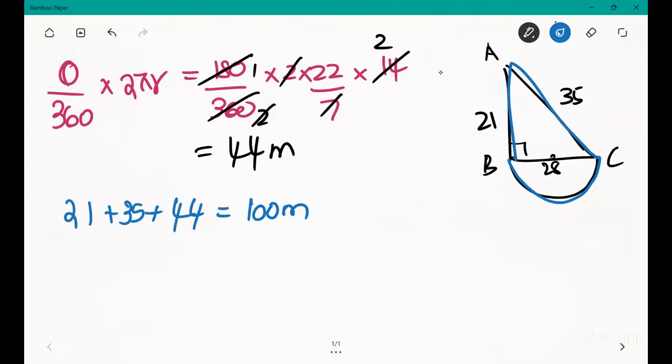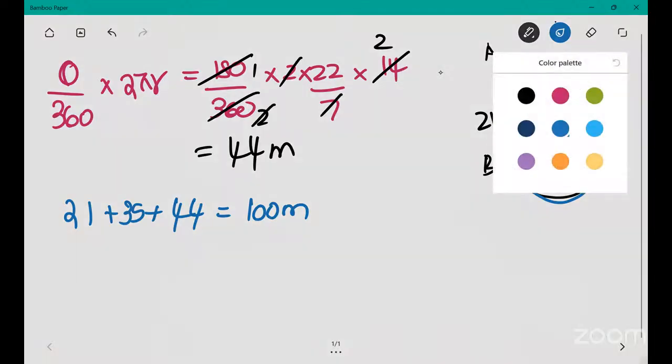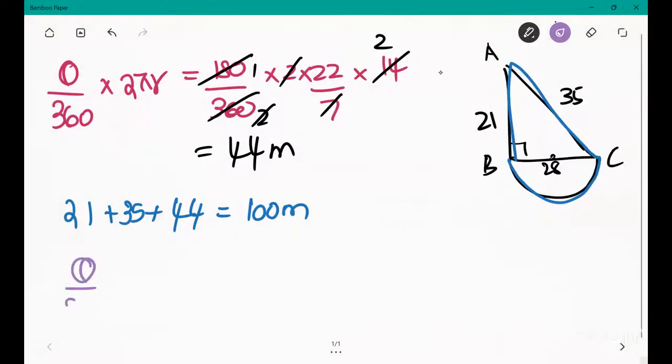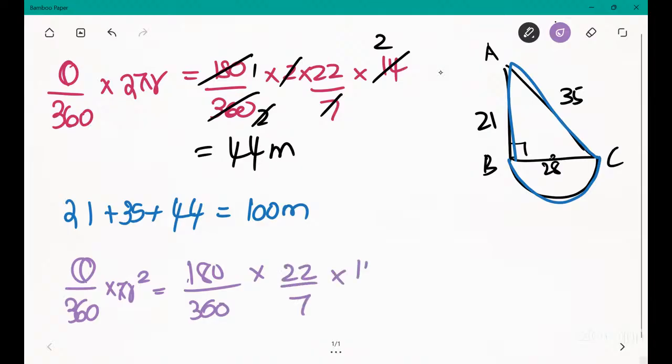Then they're asking, find the area of the semicircular portion. So for area, you can use the area equation: theta over 360 into pi r squared. So that's going to be, theta here is 180, so 180 over 360 into pi r squared.